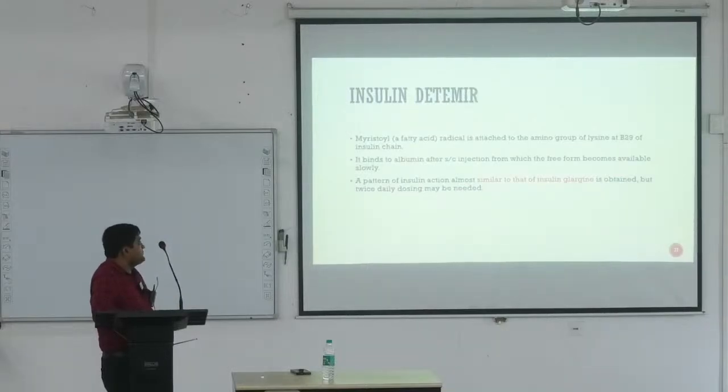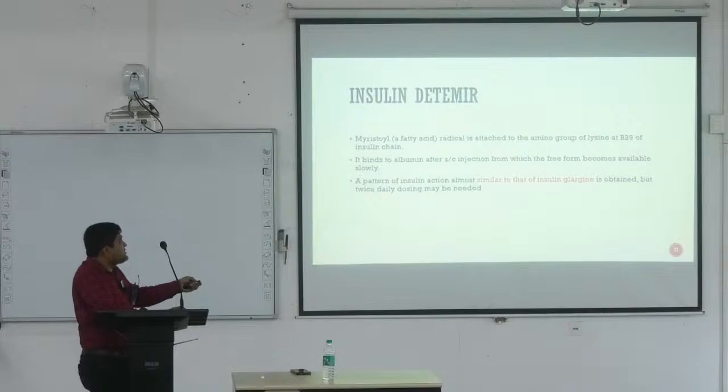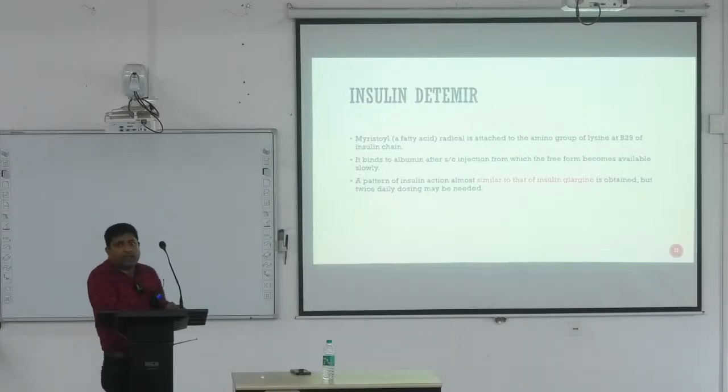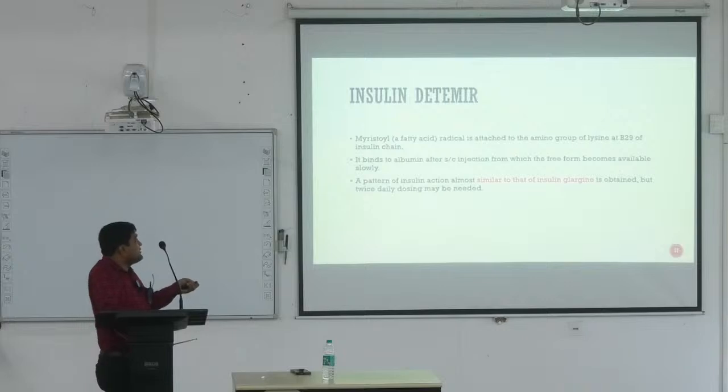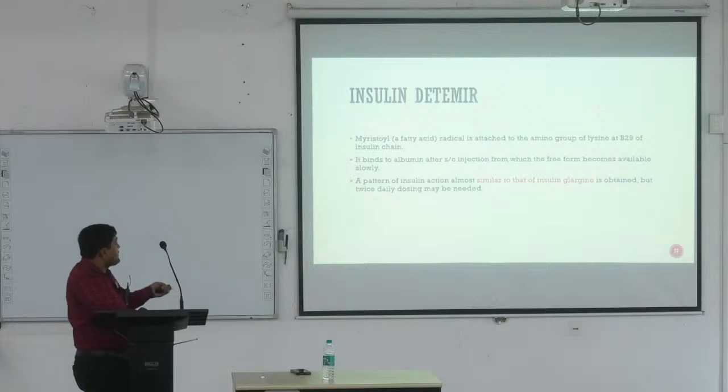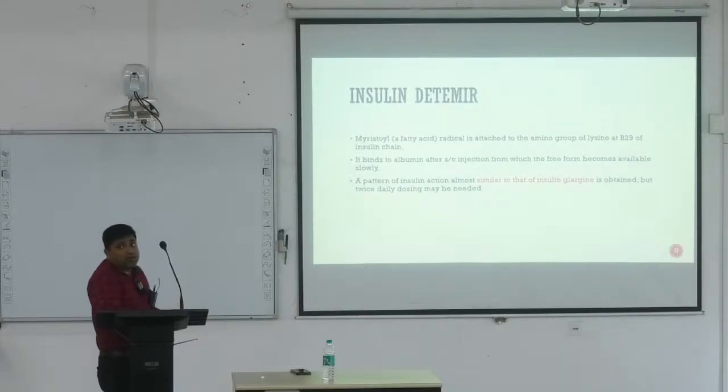Insulin detemir is acylated with a fatty acid. It attaches to the amino group of lysine at B29. Now what happens when they are injected subcutaneously? They bind to albumin, and the free insulin is released slowly. So they are long acting. Duration of action is around 20 hours. The pattern of insulin action is almost similar to NPH insulin, but with twice daily administration.